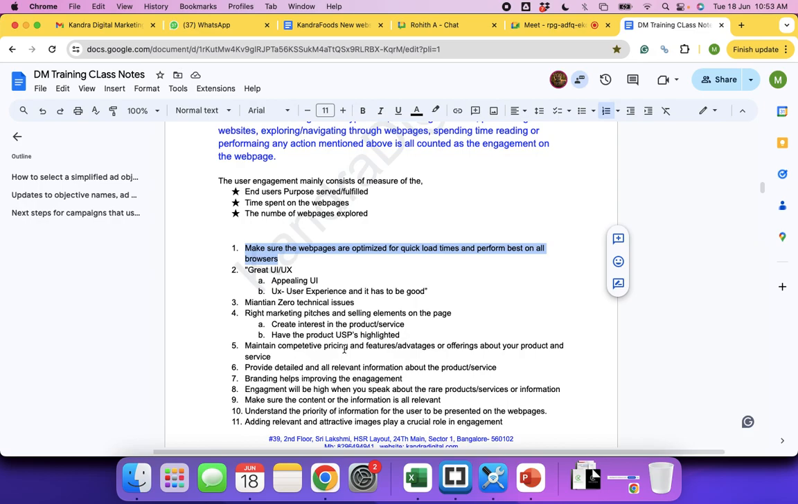The engagement will also be very high when you are selling products which are not available anywhere in the market.